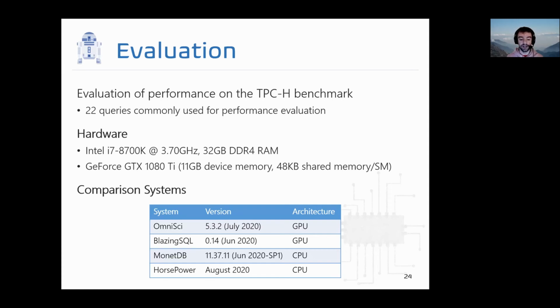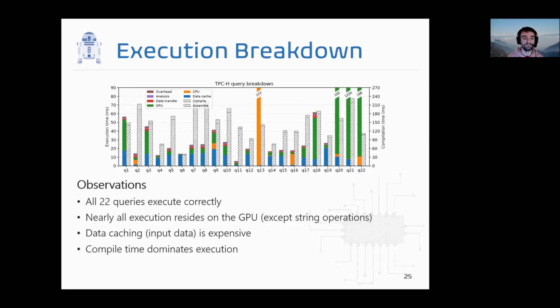And on the CPU side, MongoDB and Horsepower, where Horsepower was the inspiration for our particular IR for this project. And they've all been updated recently, so they're active projects that are under maintenance.